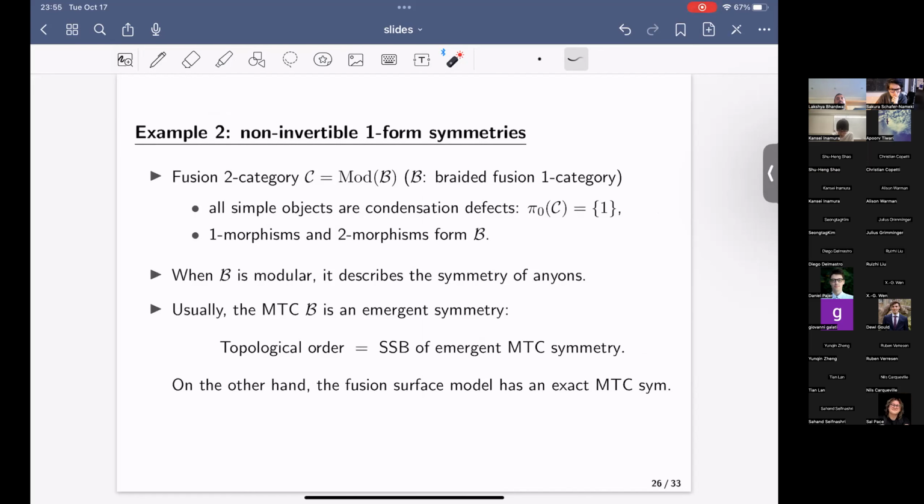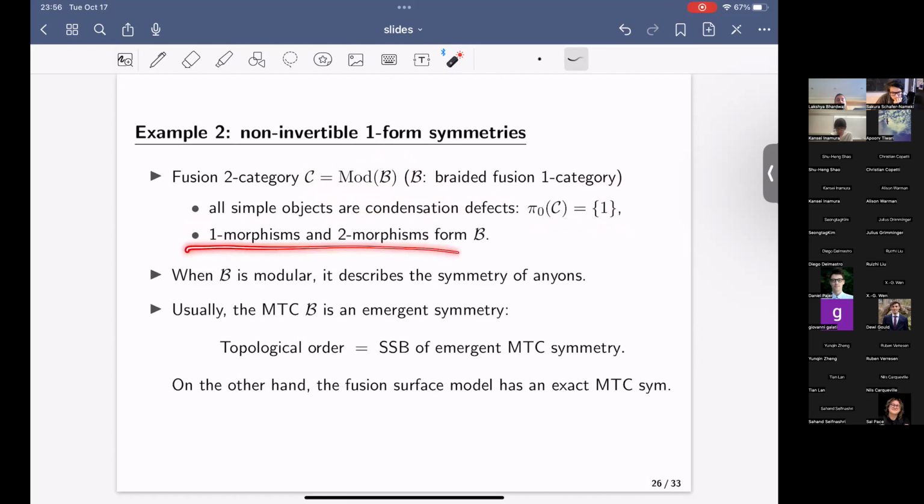So the second example is the non-invertible one-form symmetry. And here, usually a non-invertible one-form symmetry is a braided fusion 1 category, which is denoted by B. But as a fusion 2 category, this symmetry is described by the 2 category Mod B, which is the 2 category of B module categories. But physically, this is just the condensation completion of the braided fusion 1 category B. So this means that all simple objects of this fusion 2 category are condensation defects. So π_0 C is just a single element set.